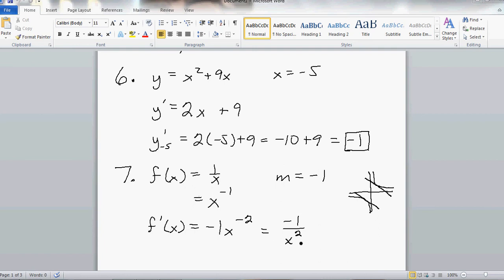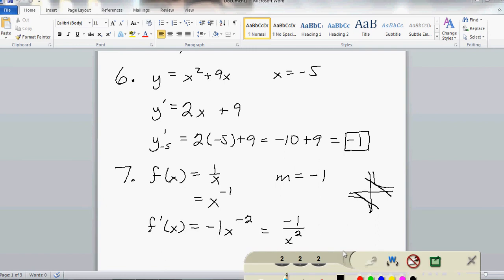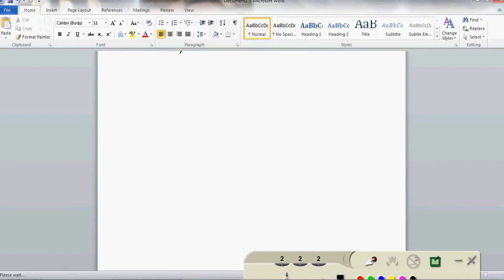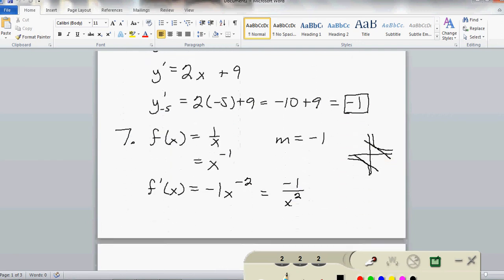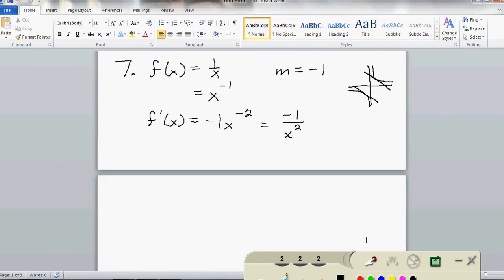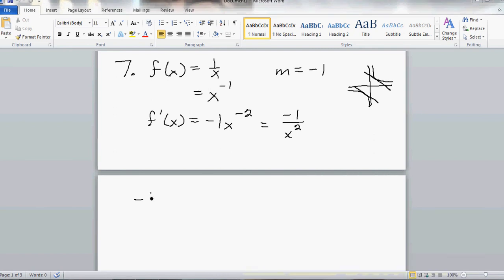So the derivative of this is negative 1 over x squared. Now we want to know, when does that equal negative 1? When does negative 1 over x squared equal negative 1? That's what we're asking. Negative 1 over x squared equals negative 1.